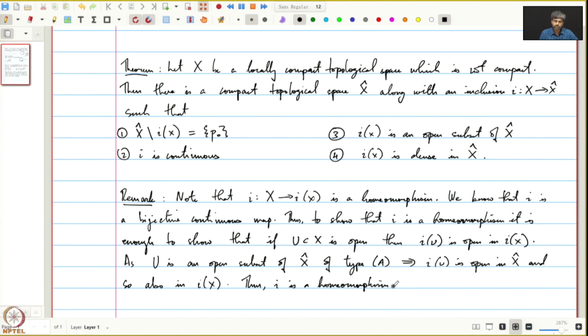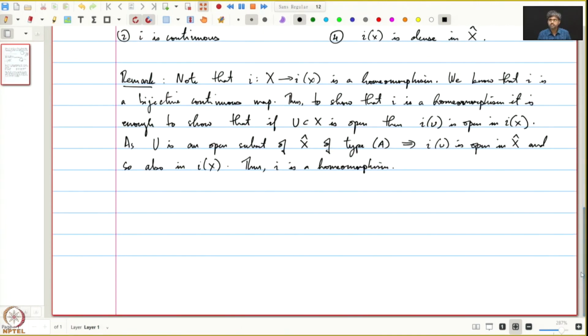So this theorem we had proved last time, and in the previous lecture I had mentioned that there could be many compactifications of a locally compact topological space, but this particular one-point compactification has a very nice and special property, which is what we will see in this lecture. So the topological space X hat has the following property.